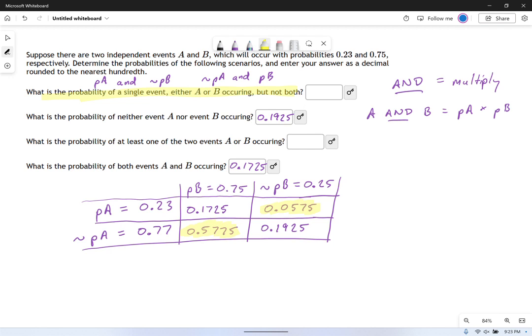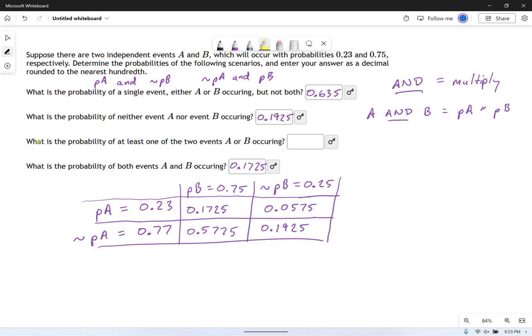So a calculator will be handy in this one. 0.5775 plus 0.0575. So when I add those two things together for my problem, I get 0.635. If you're getting the same numbers as me, that means you're following along, you're doing this right. And let's talk about that last one. I think that might be the hardest.